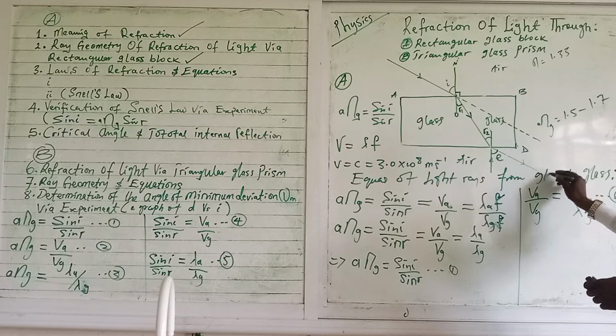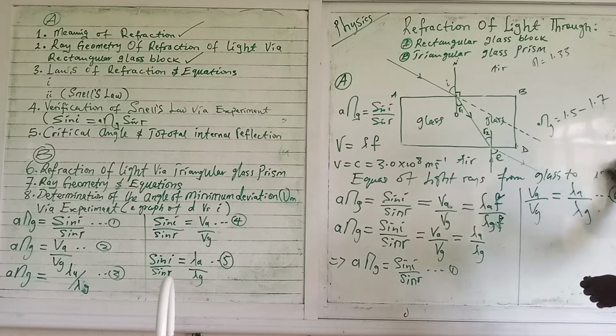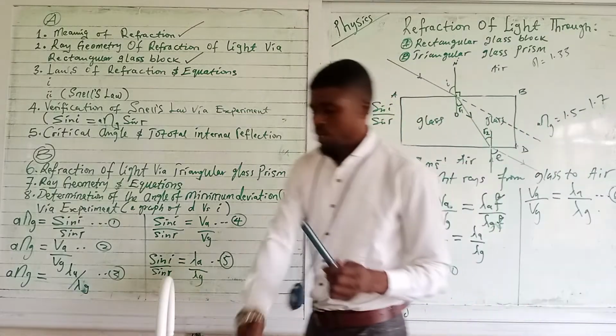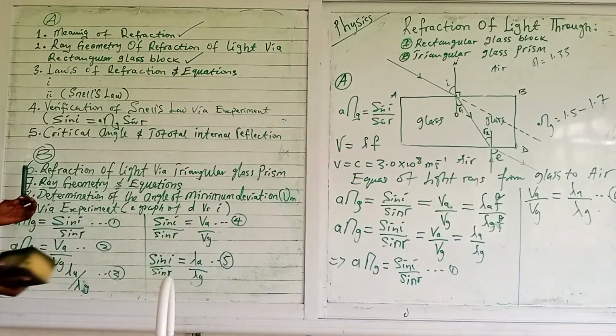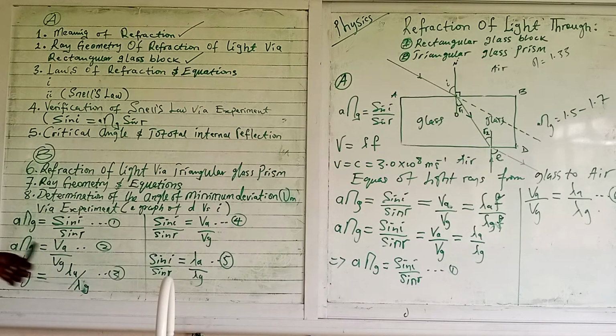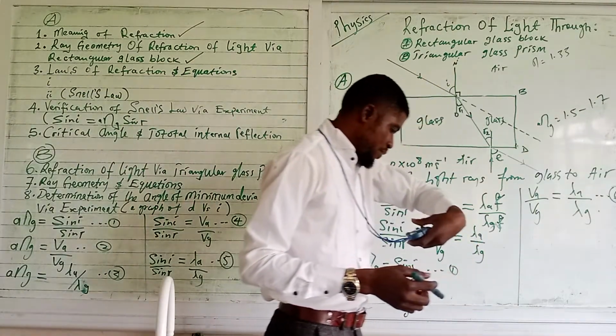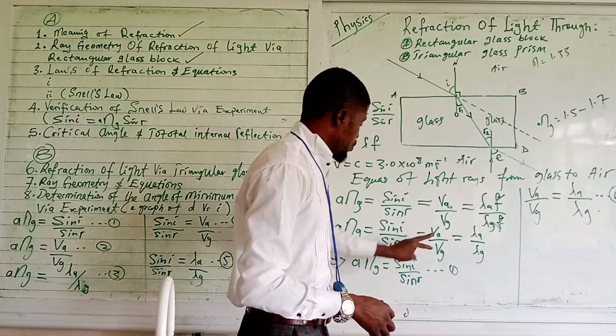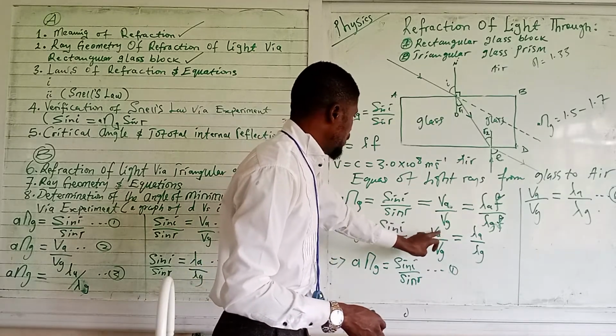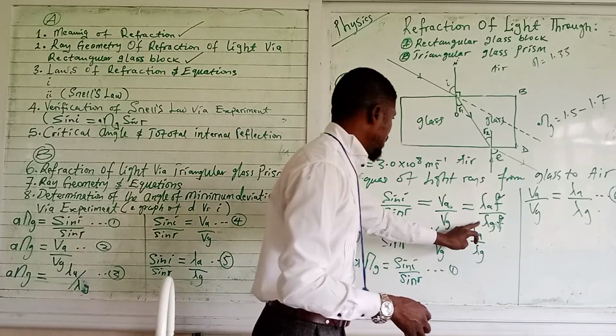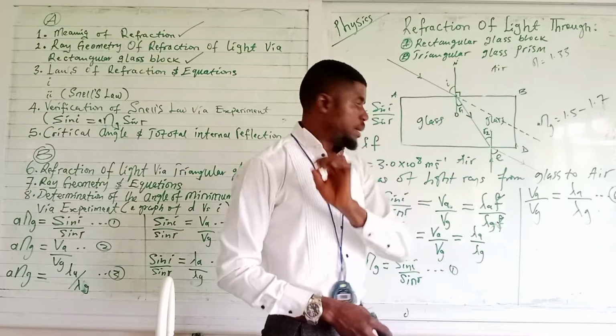Let's change it. From glass to air. What are you supposed to have? I believe this is very, very simple. Before I continue, I want you to know that what you have in our textbook is this. You will have V1 over V2, lambda 1 over lambda 2. They mean the same thing.